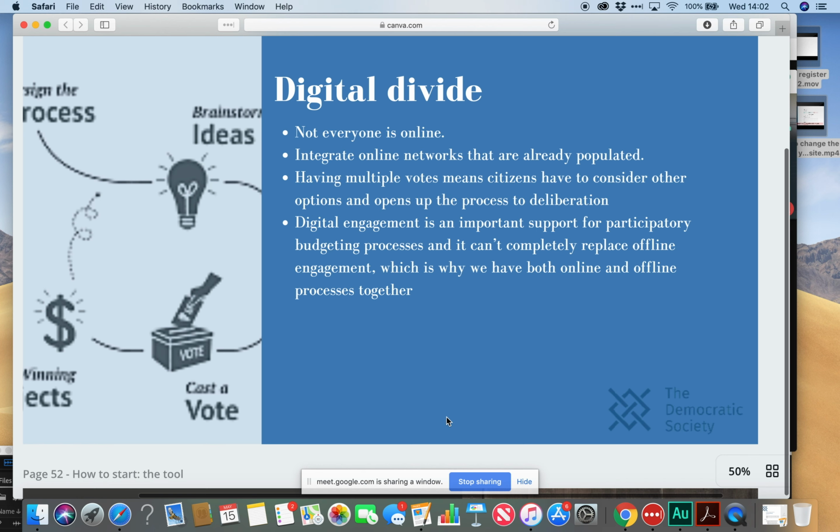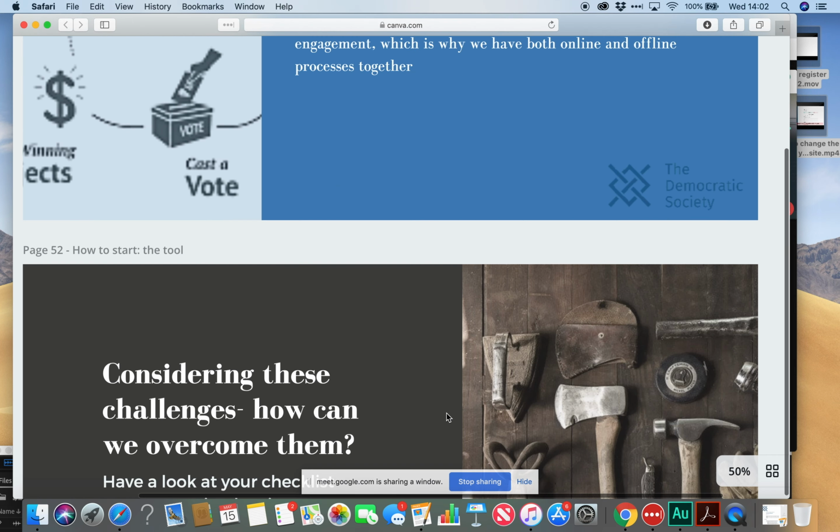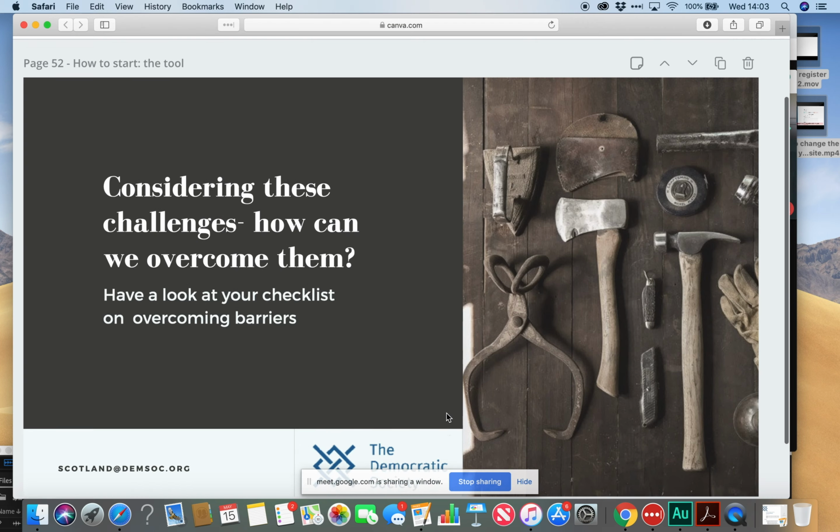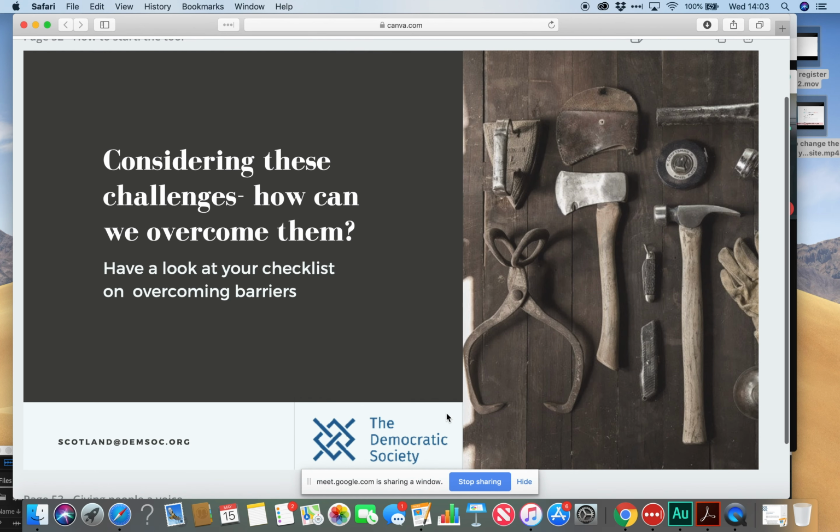And again, having multiple votes means that citizens might have to consider other options, and this opens up the process to deliberation. So you might have a group of people who are just going to vote for their own project. To avoid that, and to avoid it being unfair, you can get people to vote for more than one project.